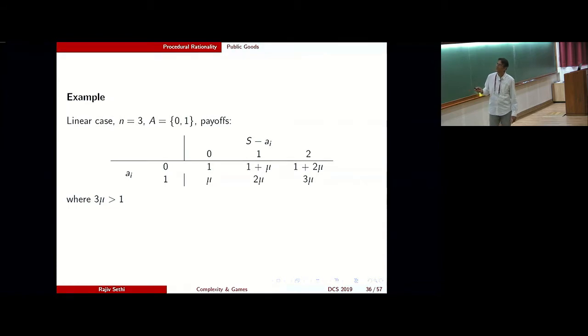Well, when I sample 0, it is possible that other people contribute, and so my payoff is 1 plus 2 mu. When I sample 1, I could get these 2 outcomes. And as long as that event has high enough probability, you can move away from the dominance.